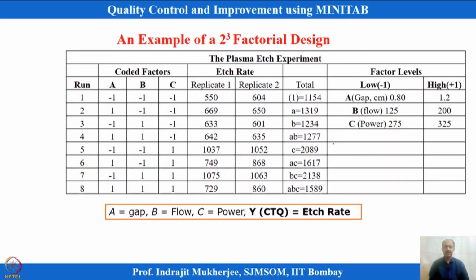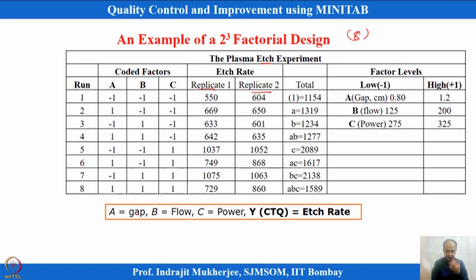Let us take a real life example, again from Montgomery's book. This is a plasma etching experiment. There are 2 replicates in the experimentation. Because this is a 2^3 design, the minimum number of trials required is 8, and it is replicated 2 times, so 16 trials are done here.